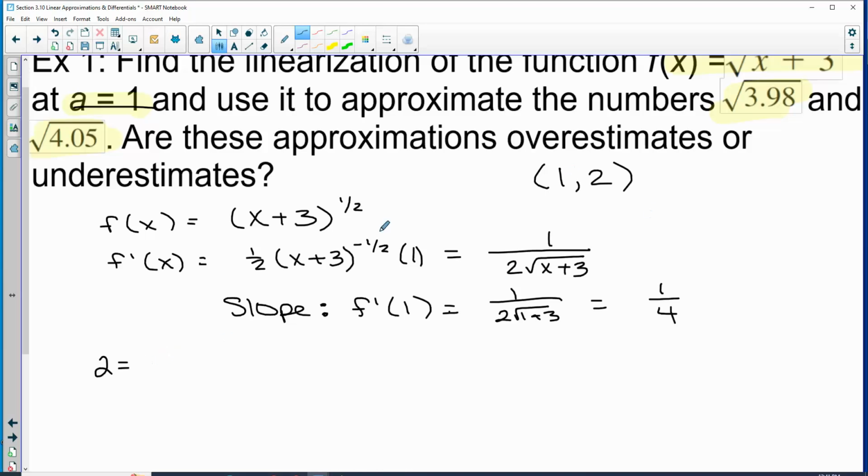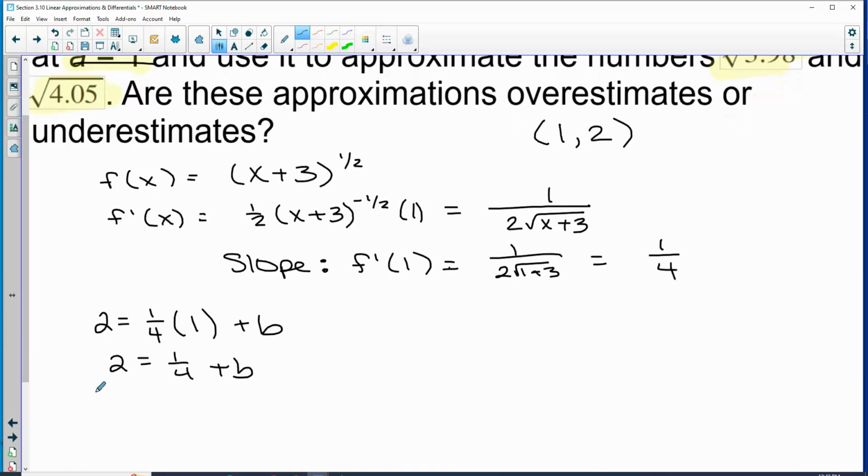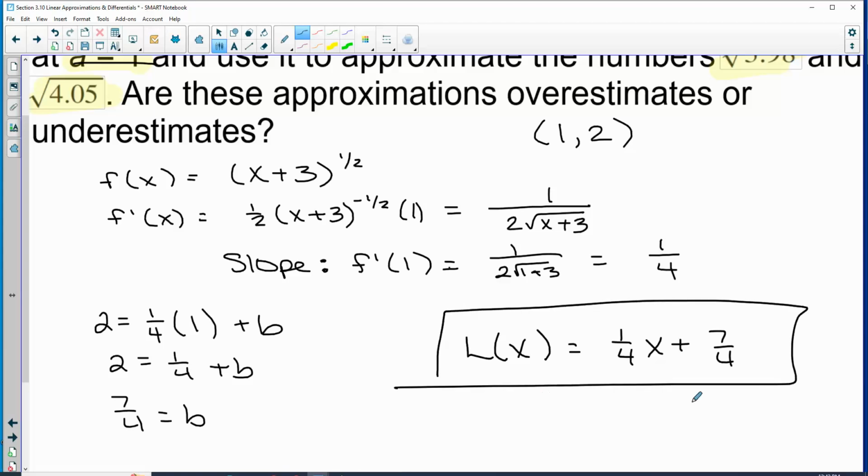Okay, let's just plug into y equals mx plus b. So y equals m times x plus b. So 2 is like 8/4 minus 1/4 is 7. So final answer, instead of y, I'm going to put L of x equals 1/4 x plus 7/4. That is my linearization. Okay, that is a line. It's the tangent line when my x value is 1.